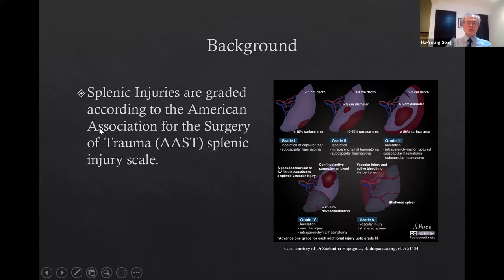Anyway, what do you think about this slide? This is a background slide. So I will explain. They classified splenic injuries in five grades according to the American Association for the Surgery of Trauma Splenic Injury Scale. What do you think about this slide? Is this okay?